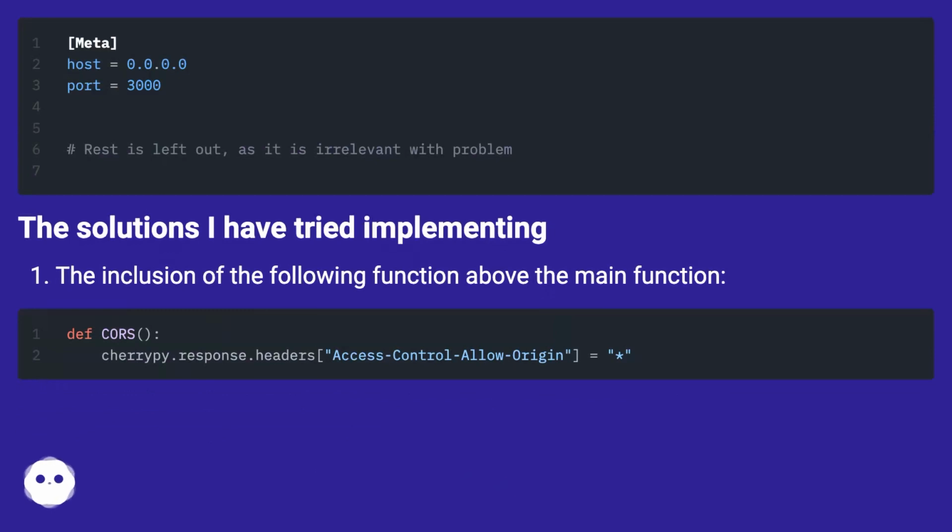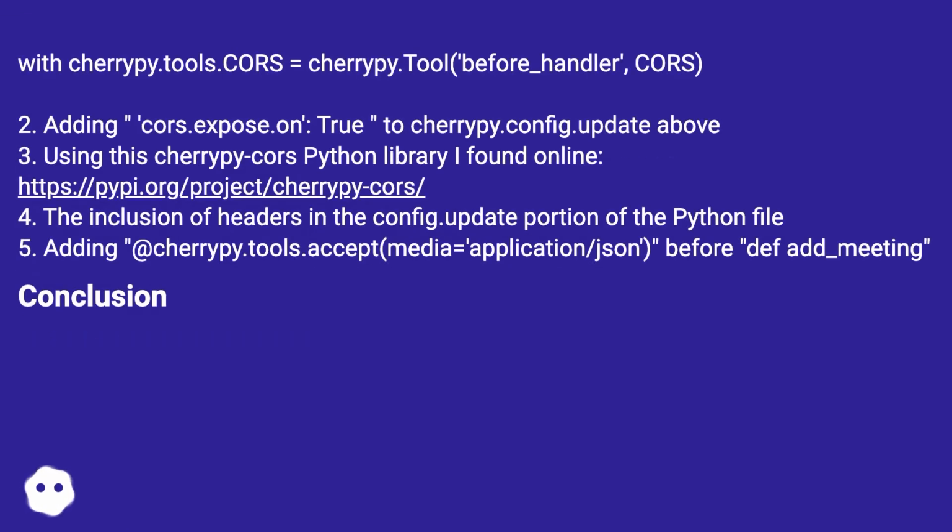The solutions I have tried implementing. 1. The inclusion of the following function above the main function, with cherrypy.tools.CORS = cherrypy.Tool('before_handler', CORS). 2. Adding CORS.expose.on, True to cherrypy.config.update above.